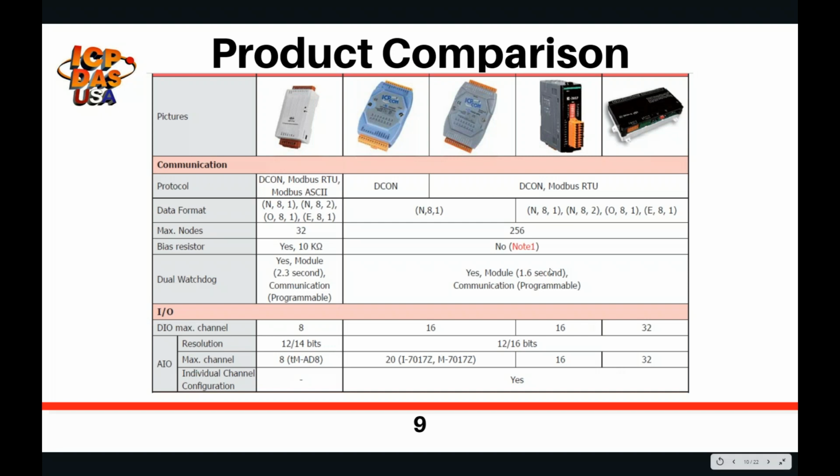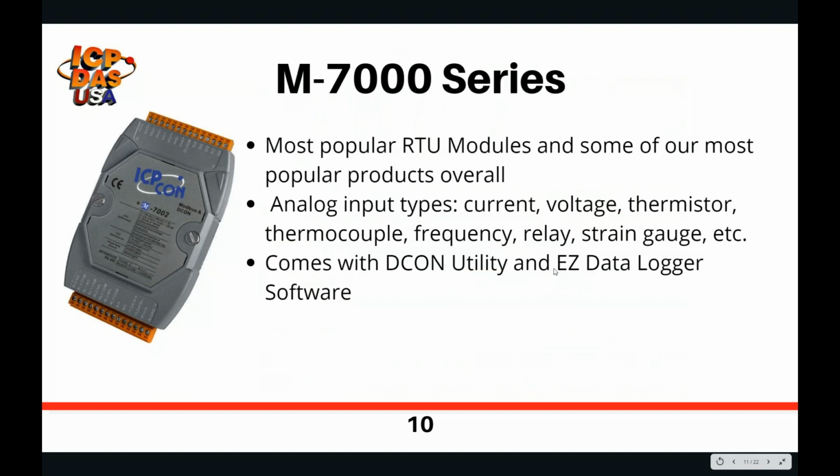So let's talk about the M7000 series. This includes some of our most popular Modbus RTU modules, but also some of our most popular products overall. It accepts analog input types: current, voltage, thermistor, thermocouple, frequency, relay, strain gauge, etc. The whole gamut there. It comes with Decon Utility and Easy Data Logger software.